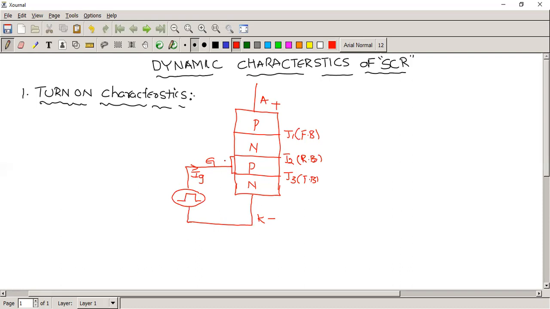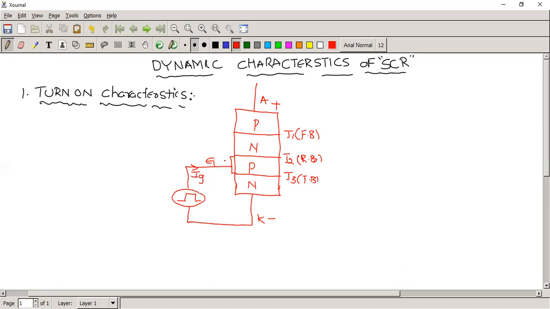Whenever we apply the gate voltage, the gate current does not reach the steady state value immediately. It slowly increases. The gate current starts from 0, and slowly increases and reaches the steady state value, even though we apply the gate voltage at t equal to 0. So due to that, that is one parameter.